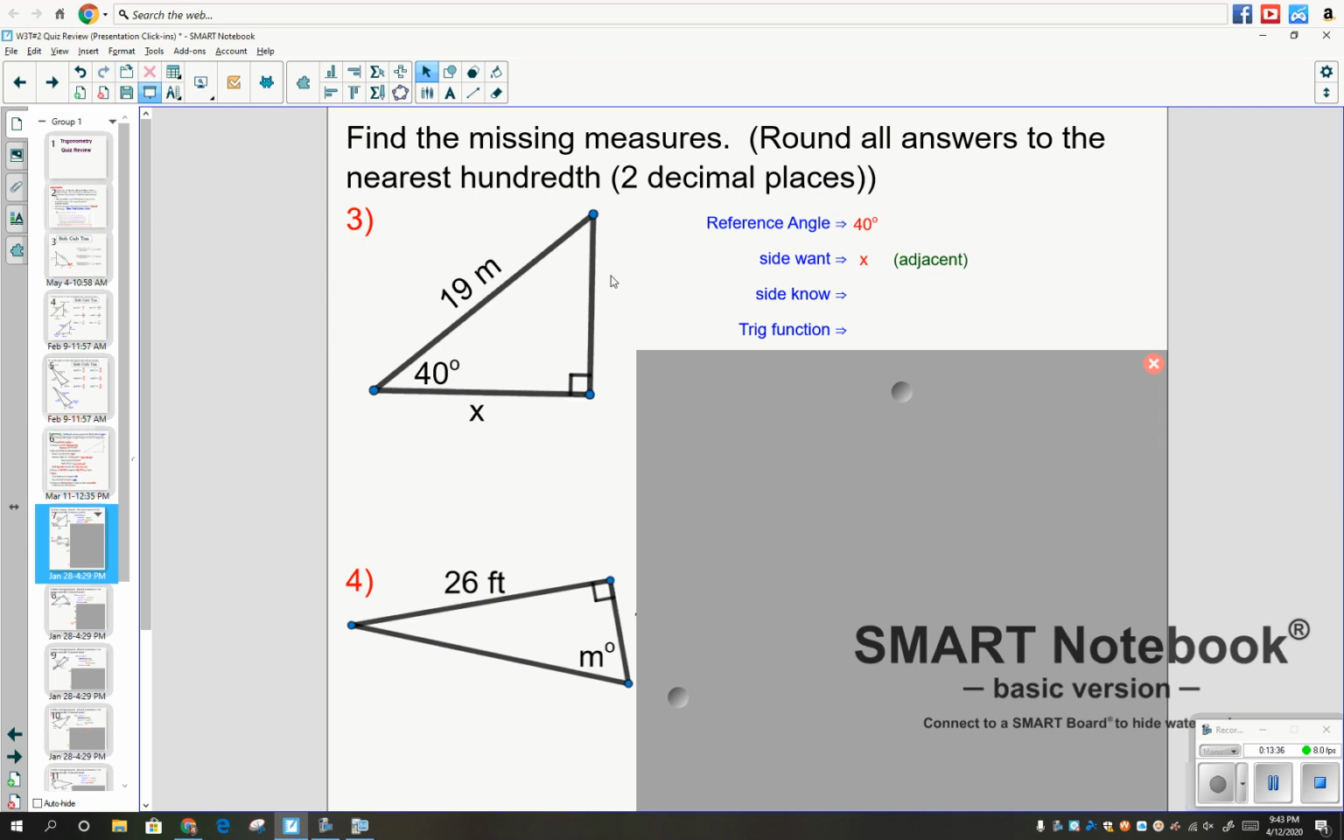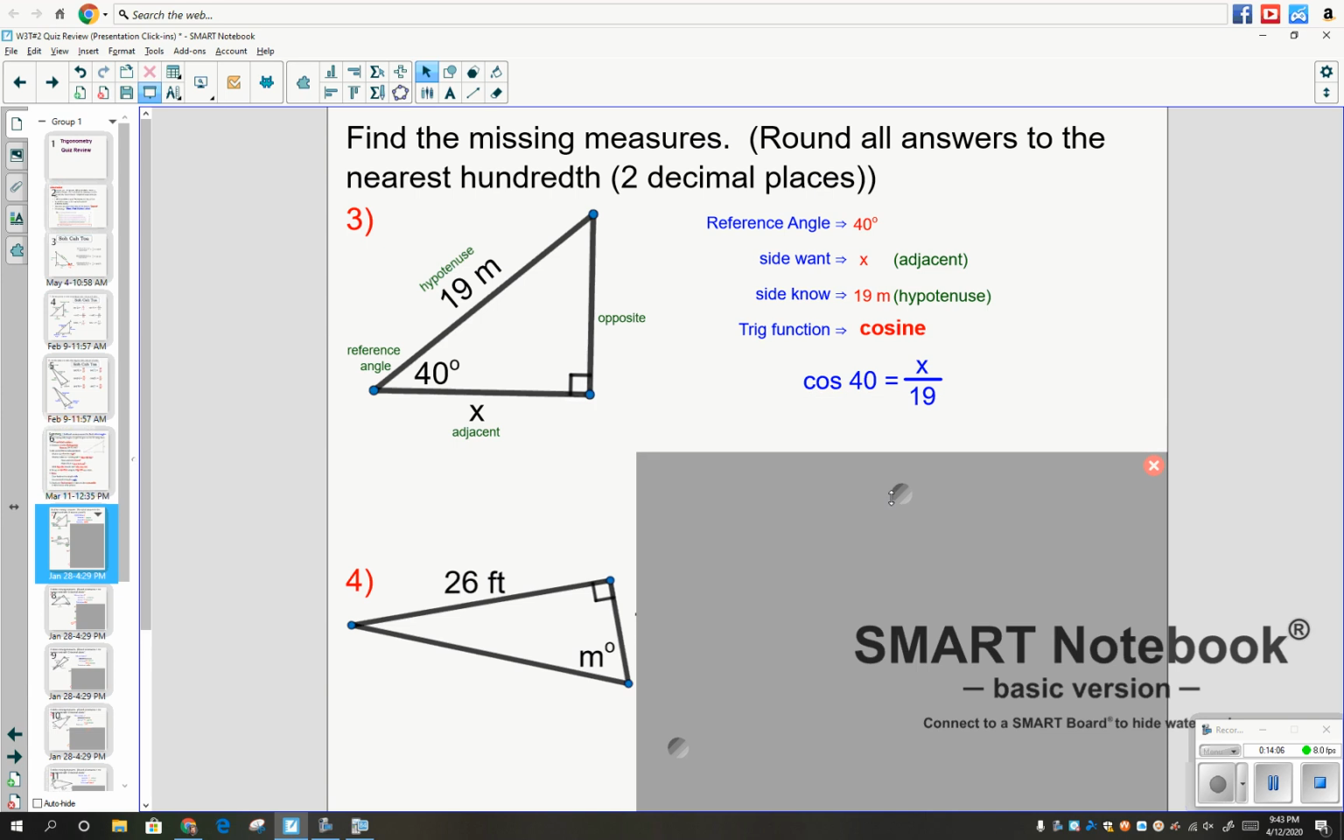Which side do I know the measure of? 19. And what do I know about 19? It's the hypotenuse. And the other side that does not have anything on it is the opposite side, which means nothing for us. But which trig ratio uses adjacent hypotenuse? Cosine does. So I'm going to write my equation. Cosine of the angle, cosine of 40 equals adjacent over hypotenuse, x over 19.